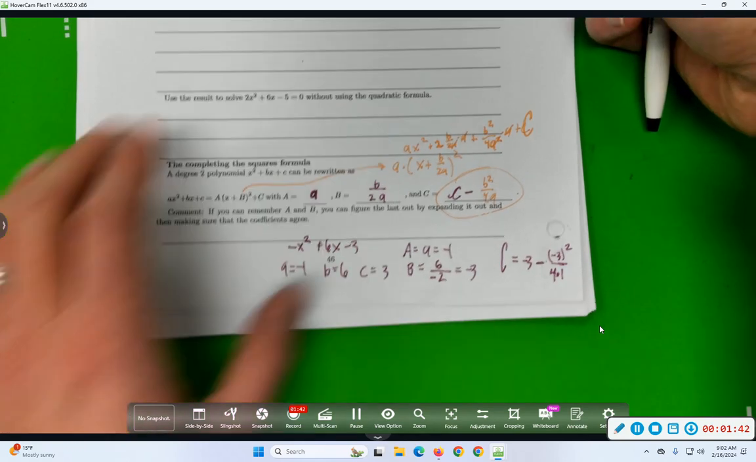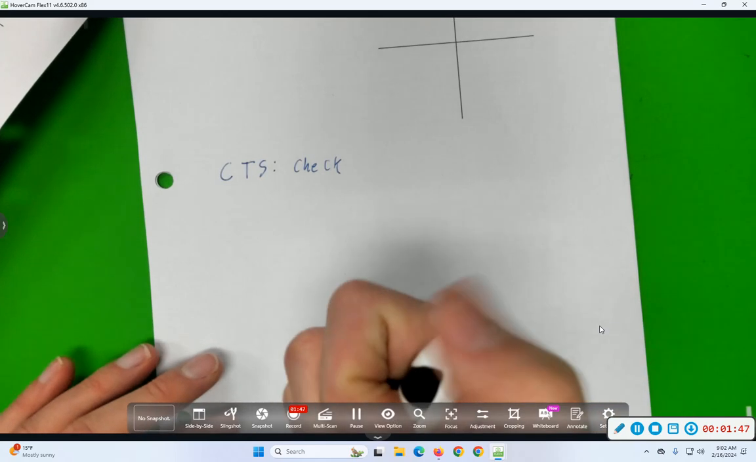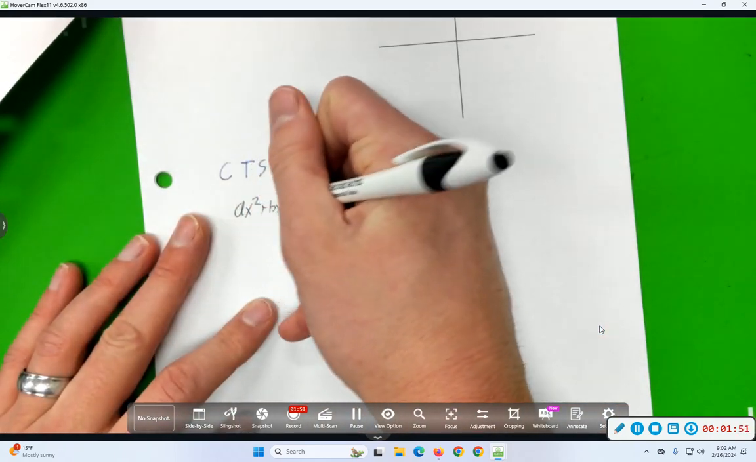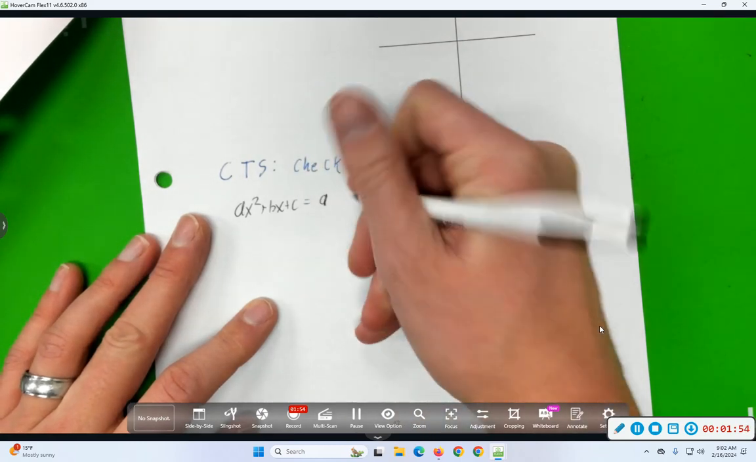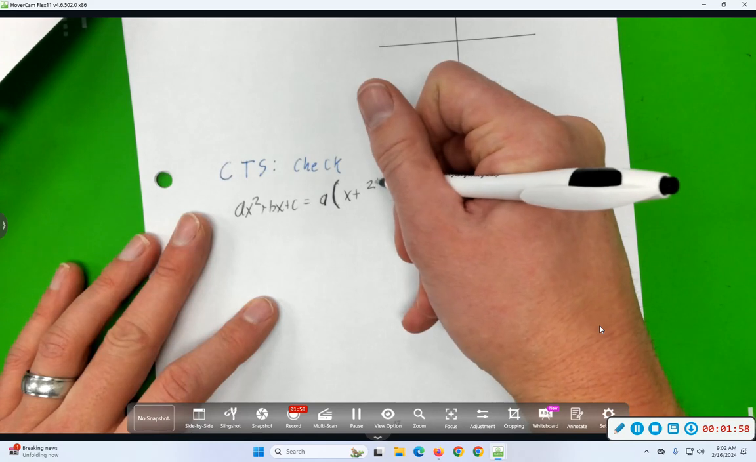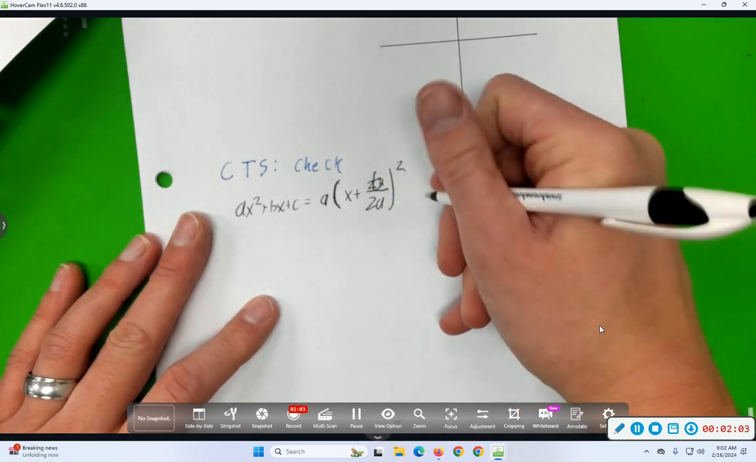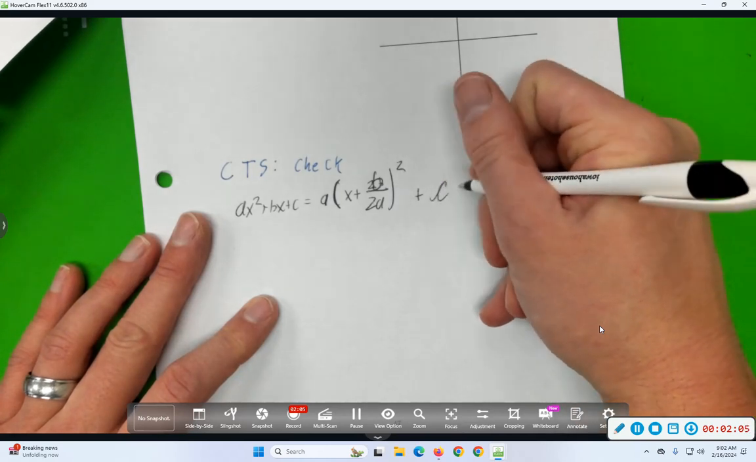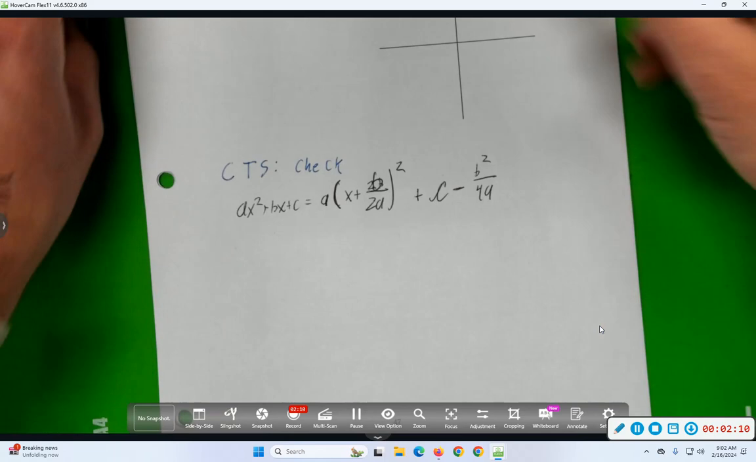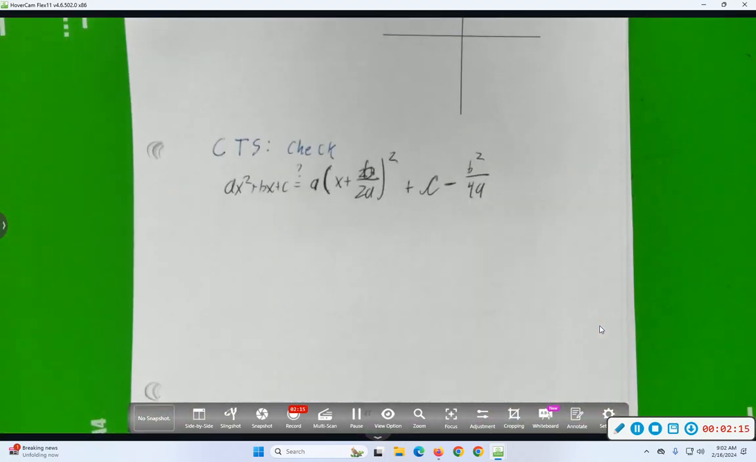So let's check the completing the square formula. The completing the square formula says that ax squared plus bx plus c is the same thing as big A, which is little a, times x plus big B, which is 2b over 2a, squared, plus little c minus little b squared over 4a. So the completing the square formula says that that equation holds.